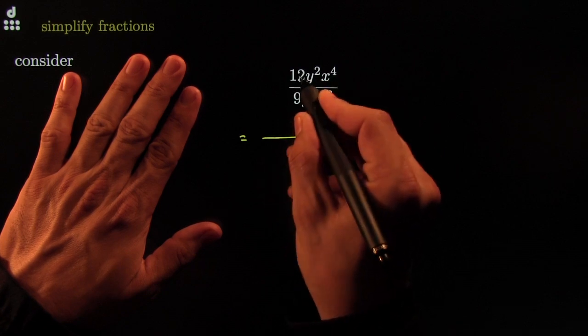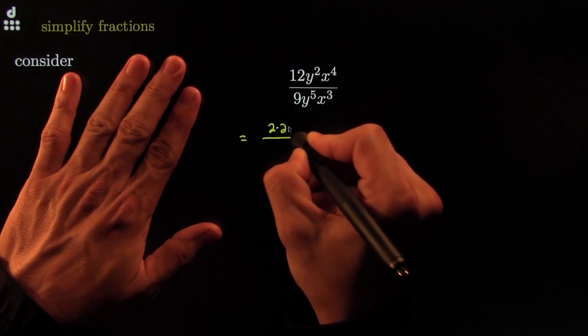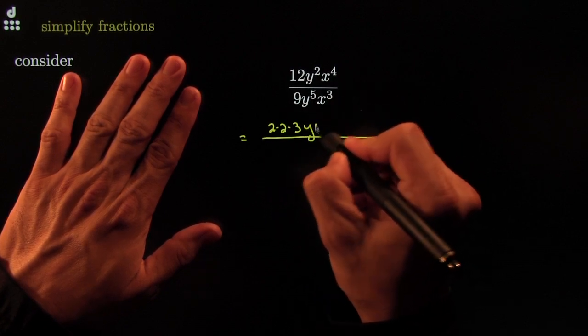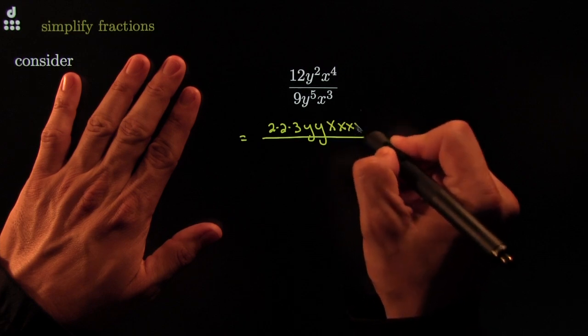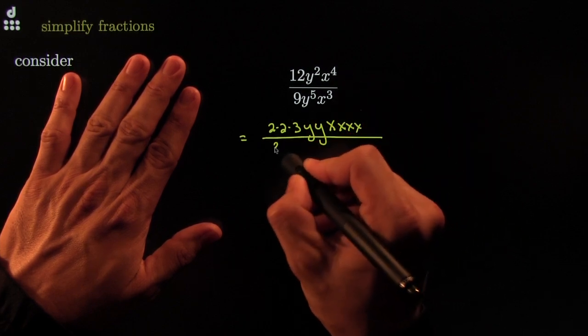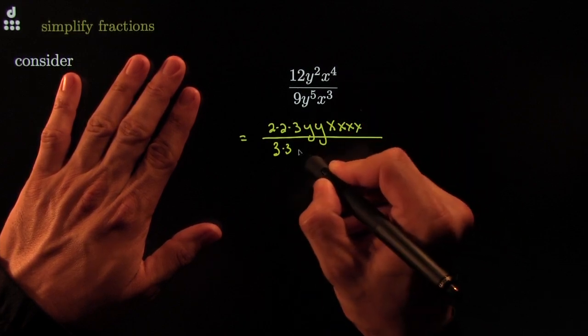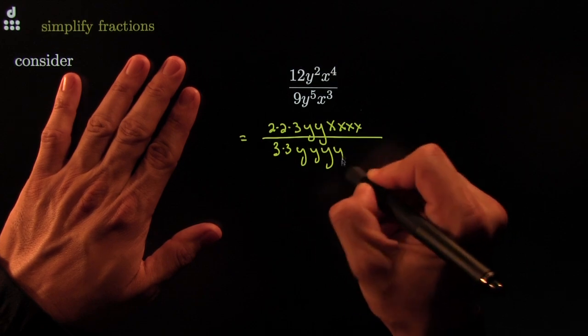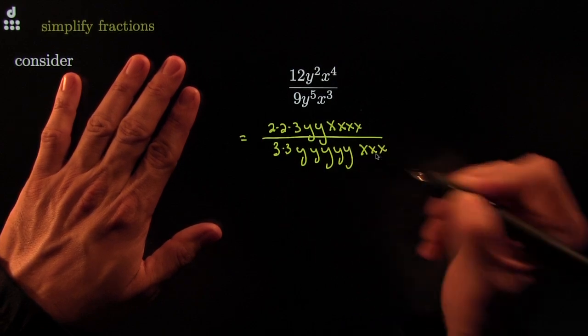The top I see is a 12. That's a 2 times a 2 times a 3. Then you have a y and a y. Then you have an x and an x and an x and an x. That's 4 x's. On the bottom I have a 3 and a 3. Then I have a y, y, y, y, y, x, x, x.